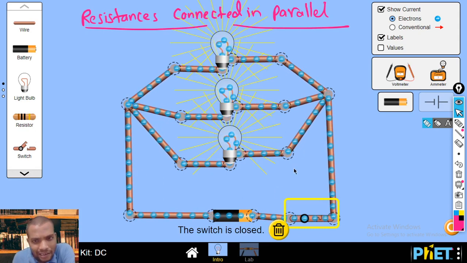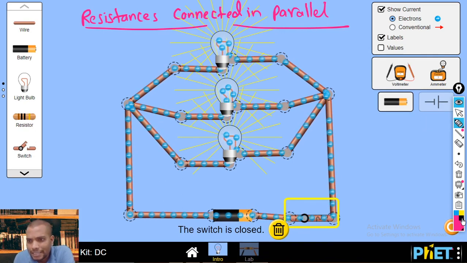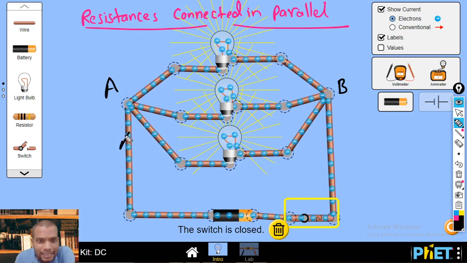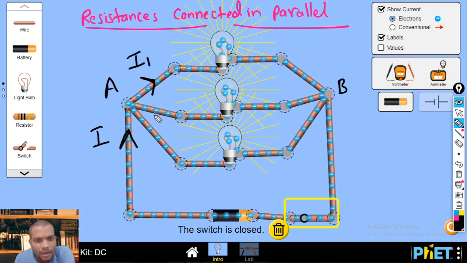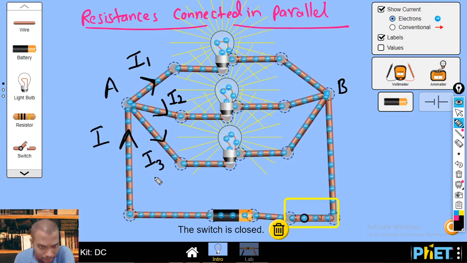now observe clearly. Here you need to notice two junctions, this point A and this point B. Now what happens at junction A? Current I is flowing at A, and from A the current divides. Through this bulb some charges flow, which we take as I1, through another some charges flow, current I2, and through the third some other charges flow, current I3.